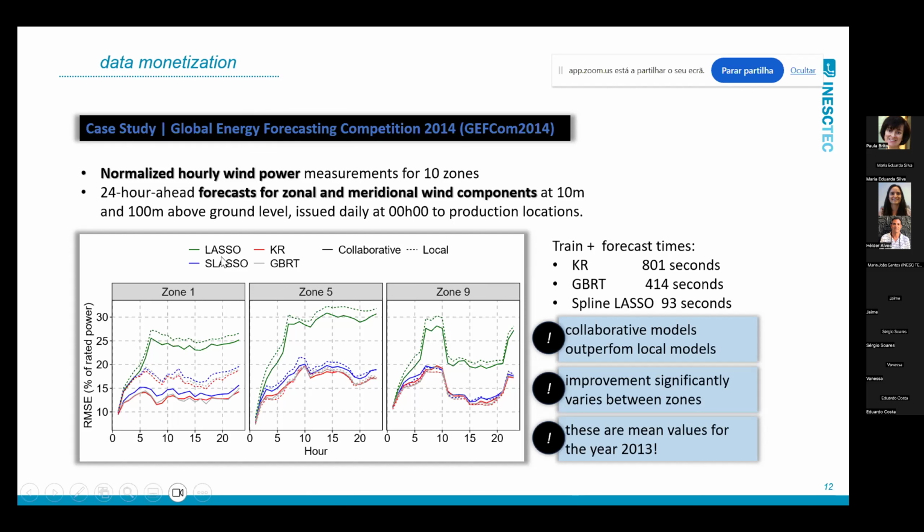So the lasso is simply a linear regression. We see that it performs much worse. It's not a surprise. We then have the spline lasso that we use in our data market in blue.